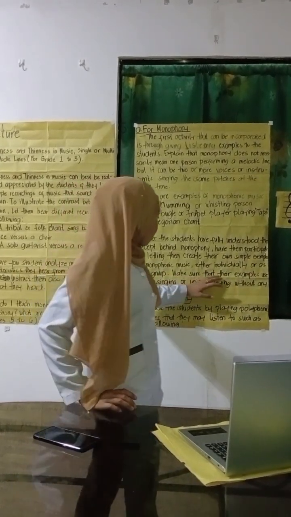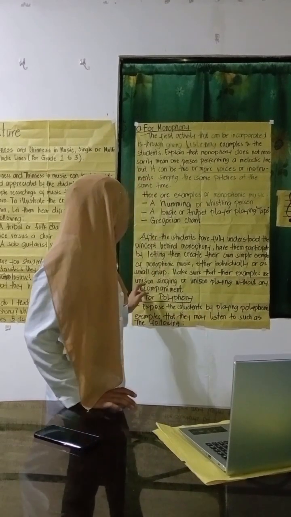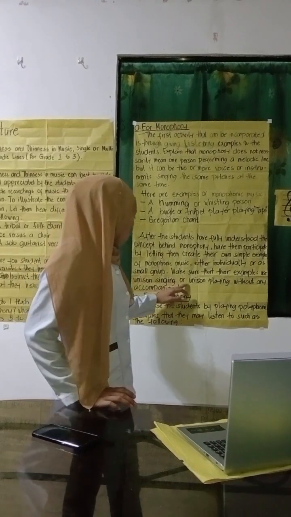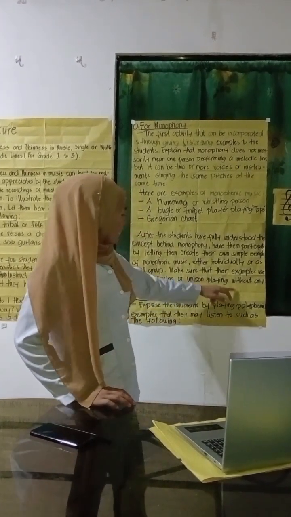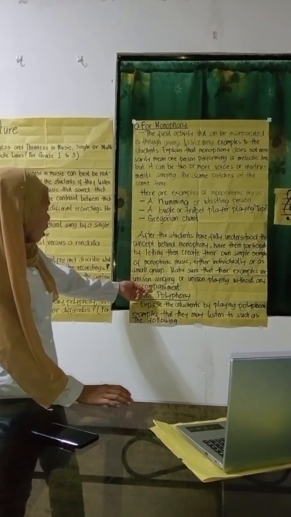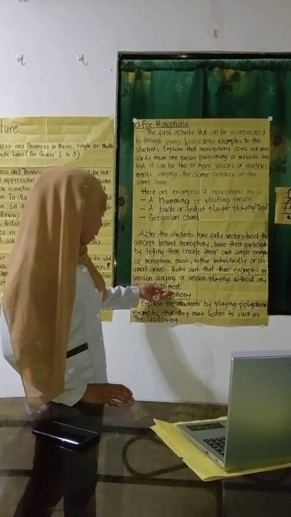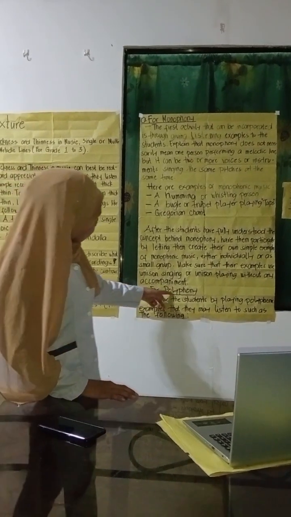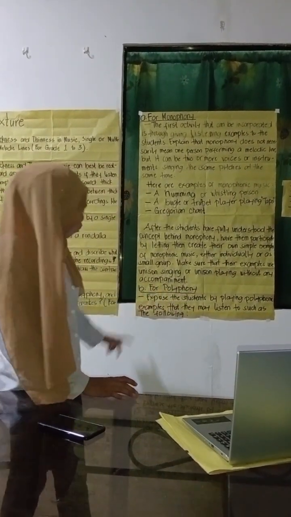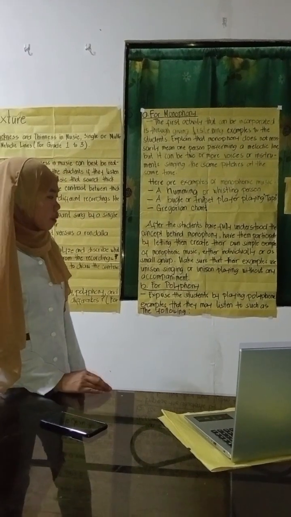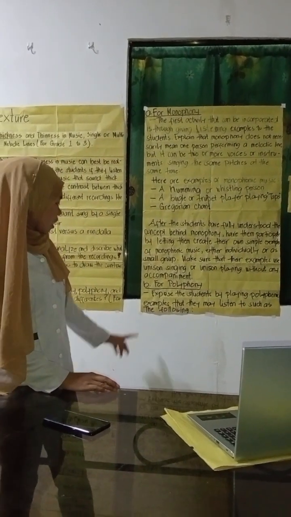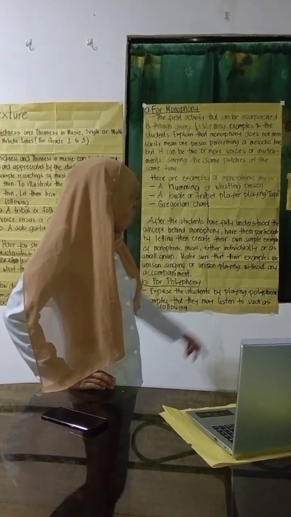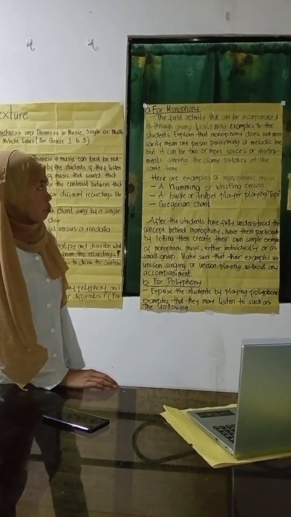Make sure that their example uses unison singing or unison playing without any accompaniment. So next is B. For polyphony, expose the students by playing polyphonic examples that they may listen to, such as the following.